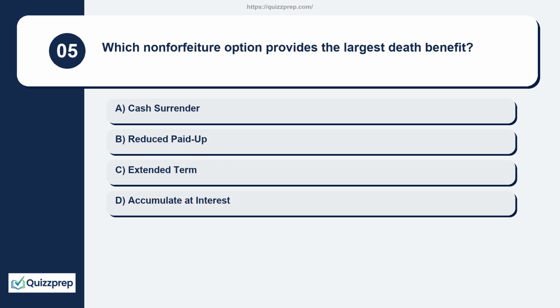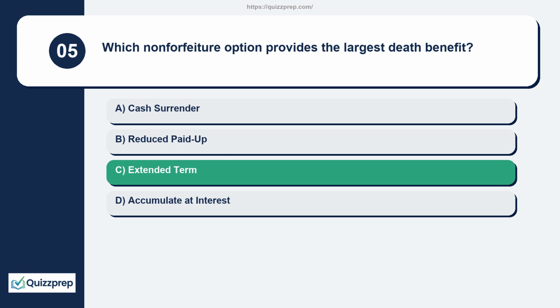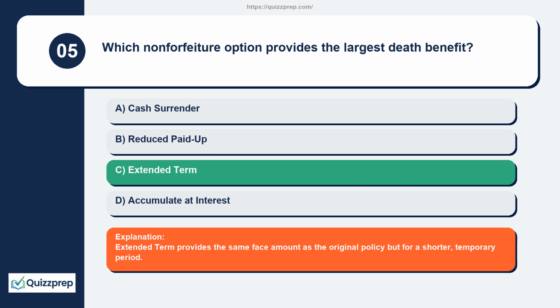Question 5. Which non-forfeiture option provides the largest death benefit? Cash surrender, reduced paid up, extended term, accumulate at interest. Extended term provides the same face amount as the original policy but for a shorter, temporary period.